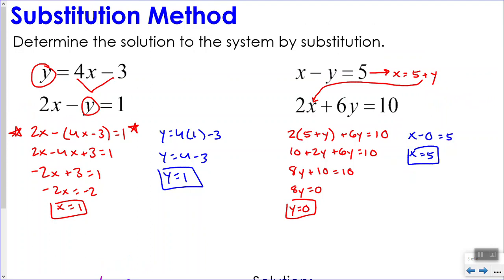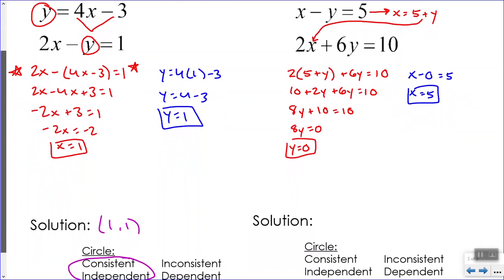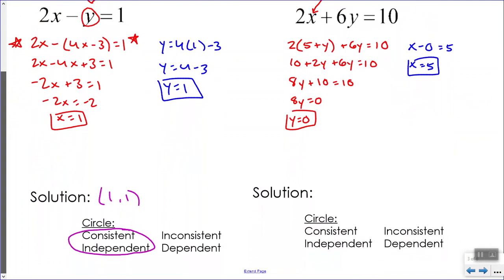When you're substituting, you never want to substitute an expression back into the equation that it came from, because then you're just going to end up with all real numbers, because it'll always work. So we always want to substitute back into the second equation. So there we get a y value of 0. Substitute that into either equation. We get an x value of 5, which means our solution is going to be the ordered pair 5, 0, which means we have a consistent, independent system.